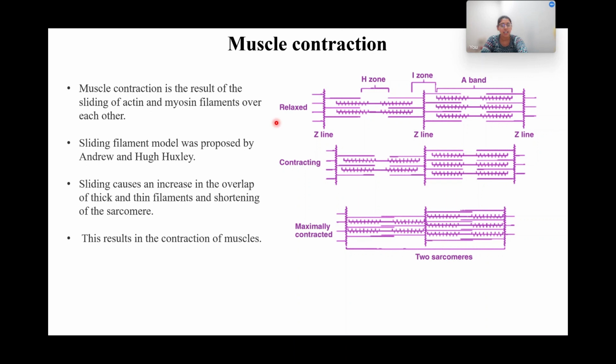Now calcium 2 plus does what is required for contraction. When the calcium ions are released, they bind to troponin. And what was troponin doing when we were reading about the structure? Troponin was binding to those sites which were responsible for the interaction between actin and myosin. So calcium binds to troponin. Troponin undergoes an allosteric modification and it loses its affinity for the thin filament.